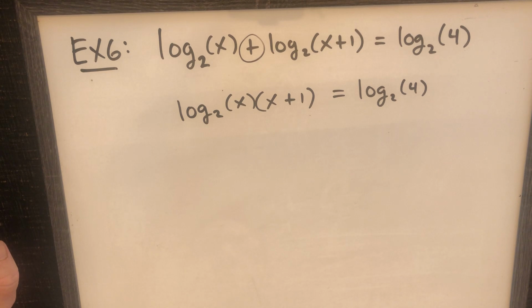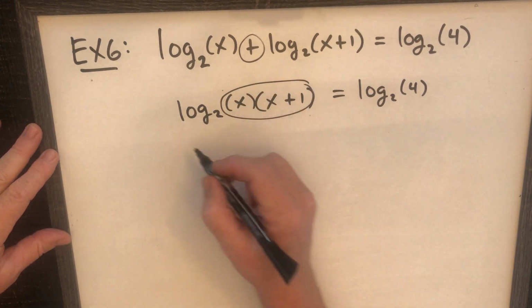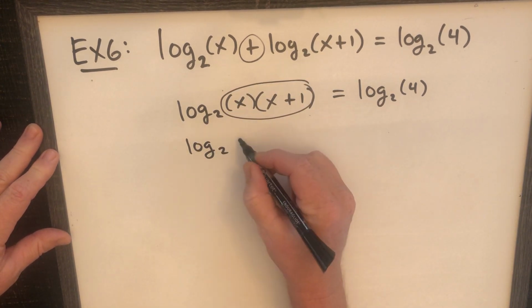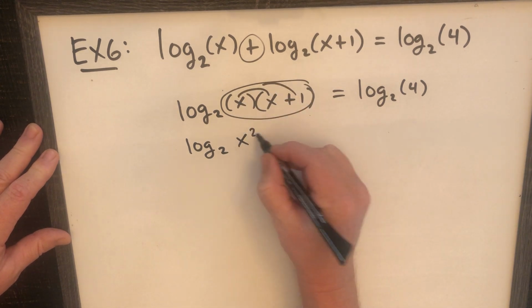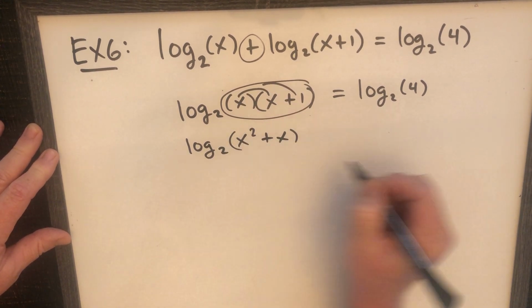Okay. We might as well go ahead and multiply these now. So we're going to multiply them eventually anyway. So we're just going to multiply those and get x squared plus x. That way it just looks like one argument.